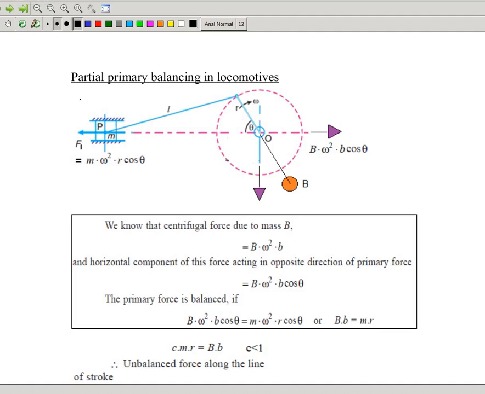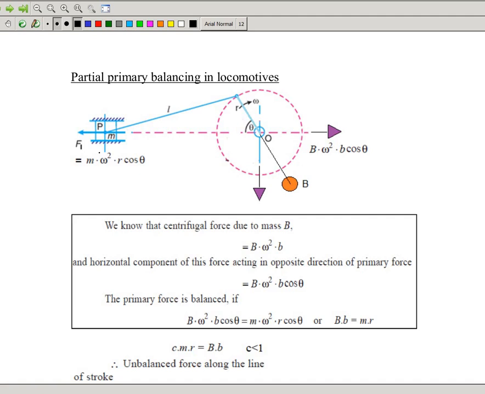Here we discuss partial primary balancing in locomotives. So see, this is a single cylinder engine with a piston within a cylinder, and this is the connecting rod, this is the crank.